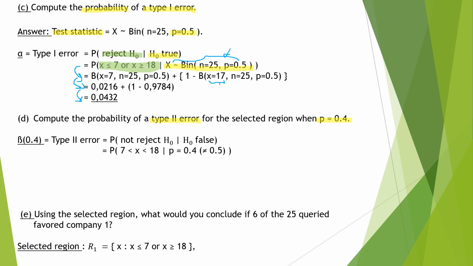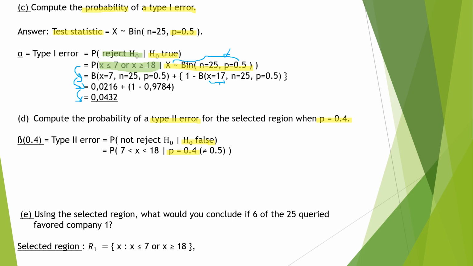So what does this mean? H0 false translates to p equal to 0.4, because remember we said that p is equal to 0.5. Now we are saying that's not the case. P is actually equal to 0.4, which makes the null hypothesis false. And we do not reject the null hypothesis.